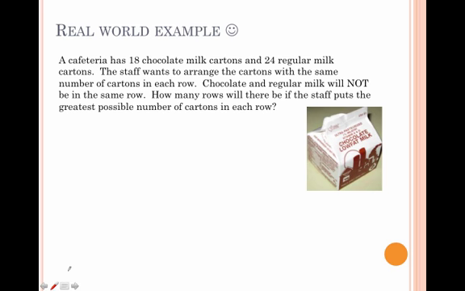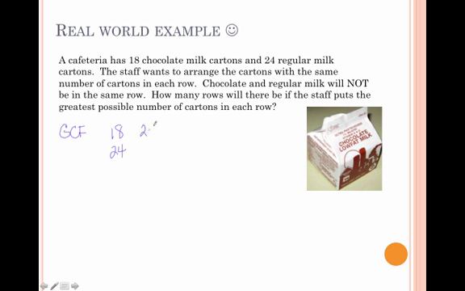I've got a cafeteria that has 18 chocolate milk cartons and 24 regular milk cartons, and the staff wants to arrange the cartons so that there's the same number of cartons in each row, but not mix the chocolate and the regular milk. So I want to know how many rows there are going to be of chocolate and regular milk if they put the greatest possible number of cartons in each row. So in order to do that, I'm going to have to find the greatest common factor of 18 and 24 so that I know how many could be in each row.